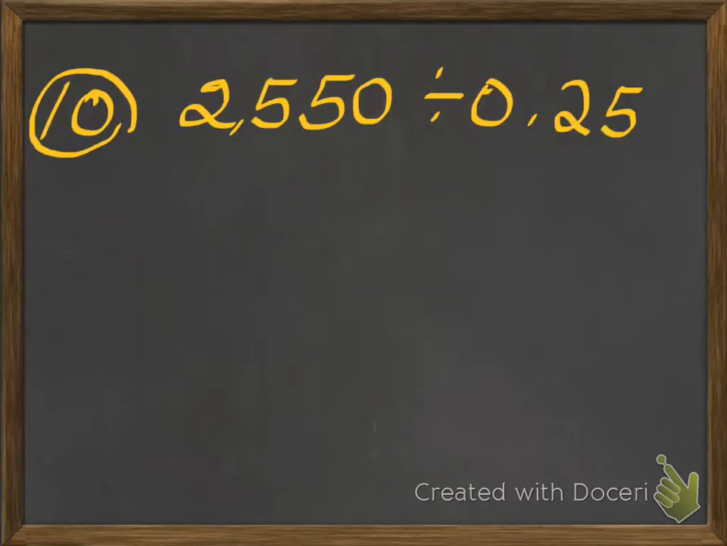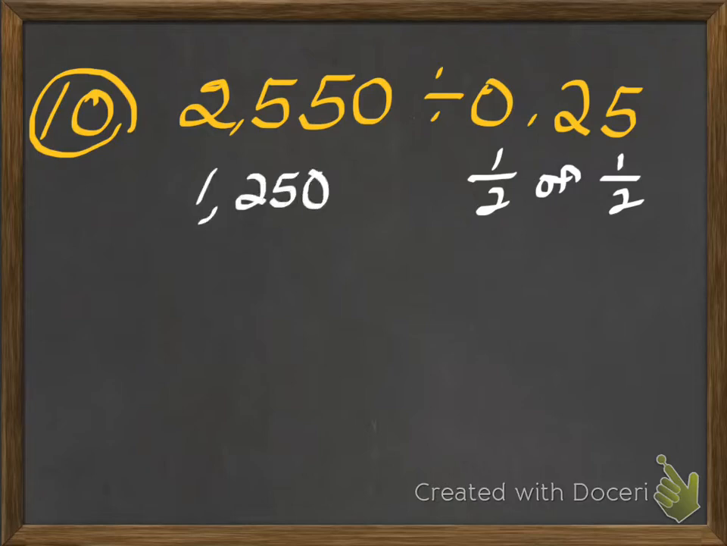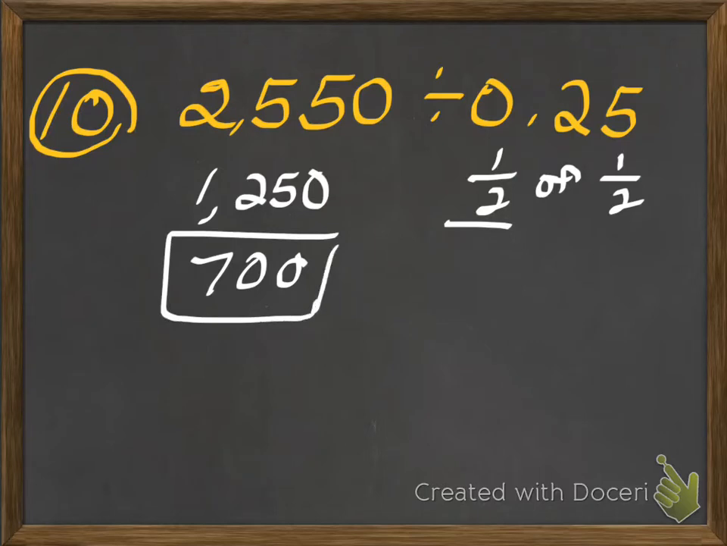Number 10, 2,550 divided by 0.25. Okay, so when I estimate here, I'm going to think of 0.25 as a half of a half, and that helps me figure out what the answer is. So I do half of 2,550, which would be about 1,250, and then half of that would be about 700. Okay, so my answer is going to be close to 700.